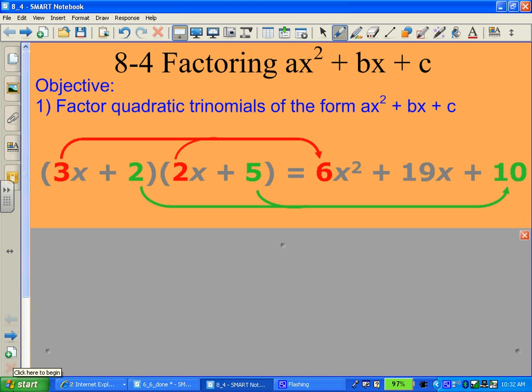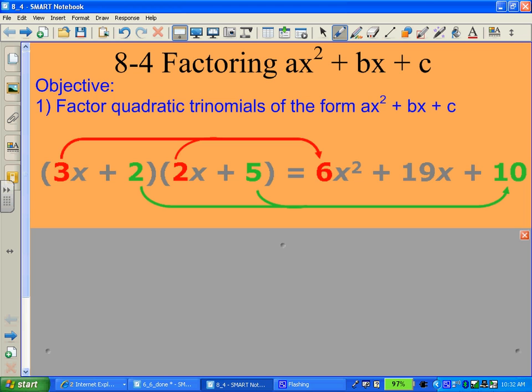We're going to be talking about, again, trinomials, but the difference is now we're going to have a coefficient in front of our x squared. That's something that we didn't have in 8-3 when we were factoring. Now this complicates things a little bit.